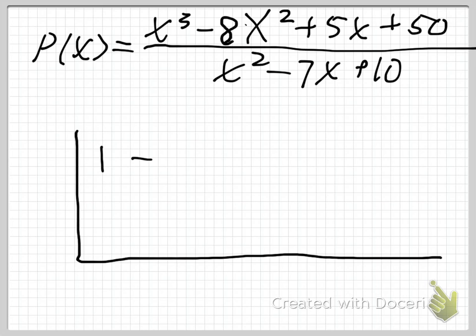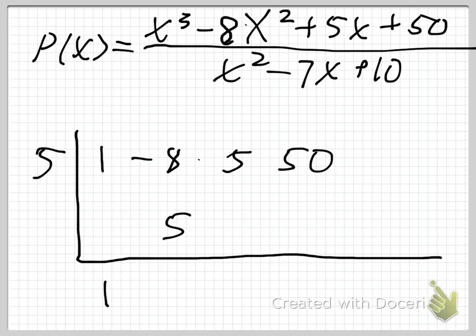So what you do is you write out the coefficients of the numbers. So we have 1, -8, 5, and 50. And then you test a number. We're going to test 5 because that's a nice and reasonable number. And what you do is you drop down the first number and then you multiply it by the 5, or whatever number you chose. And then you add it to the second number and you keep going in that pattern.